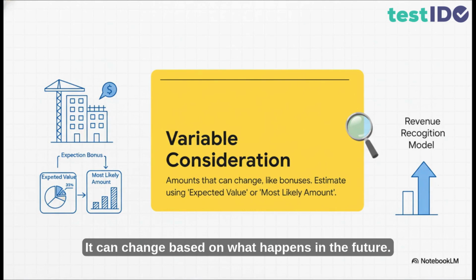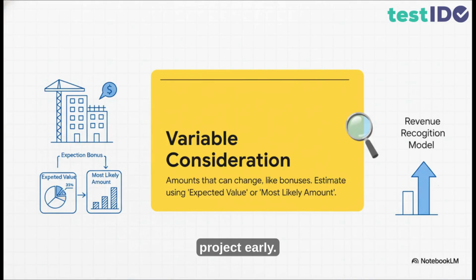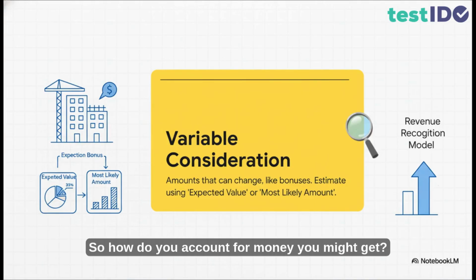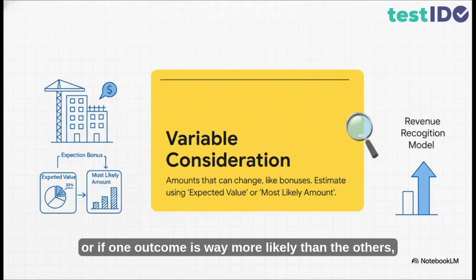It can change based on what happens in the future. The classic example is a bonus for finishing a construction project early. So how do you account for money you might get? You have to estimate it using one of 2 methods, either the expected value, or if one outcome is way more likely than the others, the most likely amount.